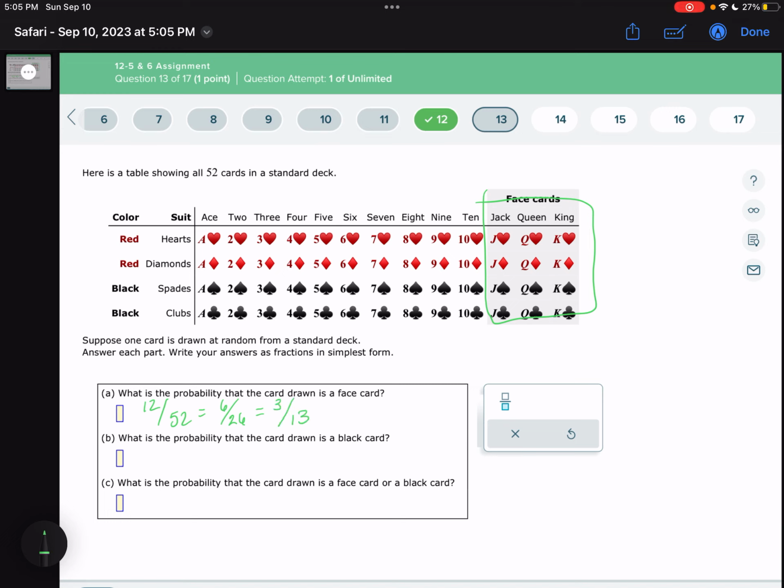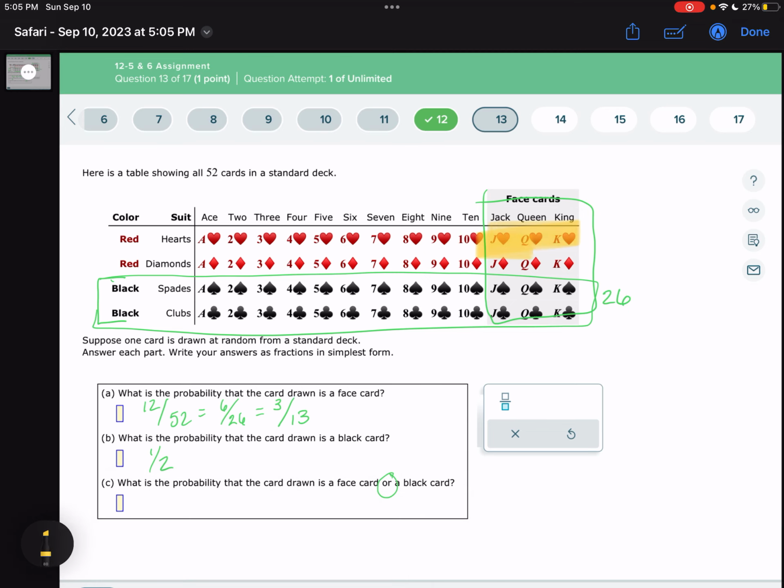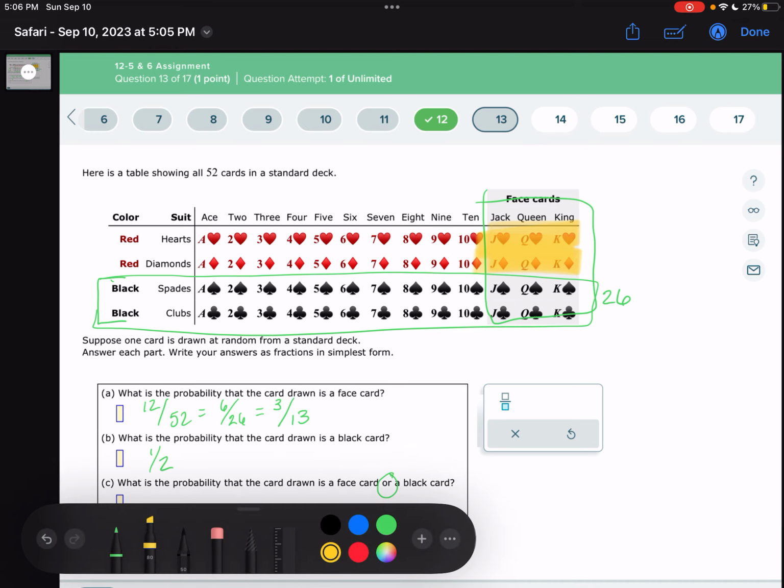All right, so the next one, what is the probability that the card drawn is black? Our black are right here. We've talked about this, that is half of our deck. And then the probability that we get a face card or a black card. So we know that there are 26 black cards right here. But I did not include these face cards, which there are 6 of.